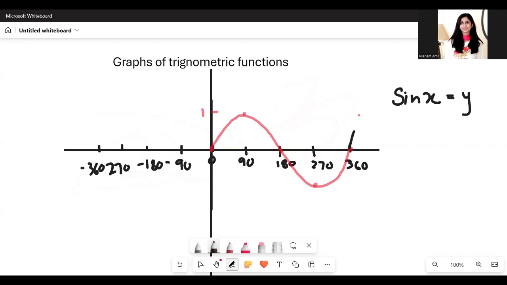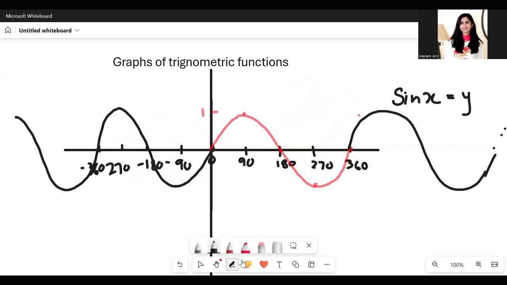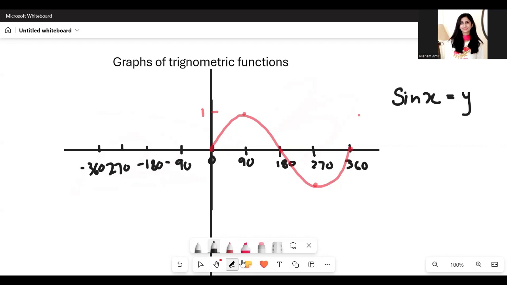So after that, the graph would look like that again, and then again. And similarly, backwards, it looks the same. So it just keeps going on and on. After every 360 degrees, the graph of sine x will repeat itself.